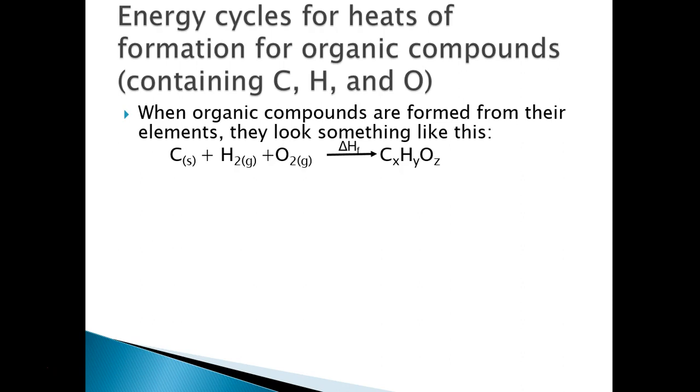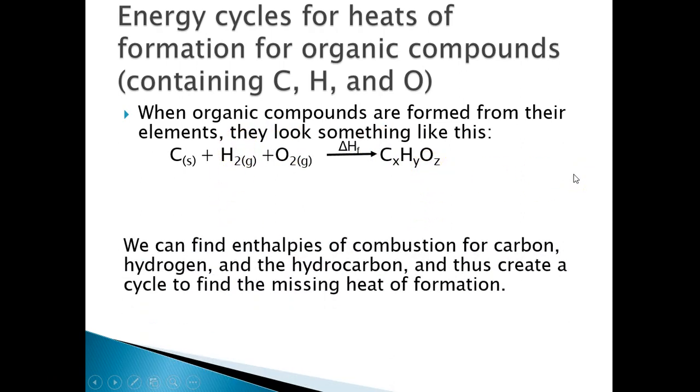All right, so the way we would do this, if we wanted to go from here to here but couldn't measure it directly, we're going to have to find an alternate route. So we could combust carbon and hydrogen and the hydrocarbon and use their enthalpies of combustion to create a cycle. So, first we'd combust carbon and oxygen. We'll call that process A. Next, combust hydrogen and oxygen. We'll call that process B. And from those two combustions, we'll make CO2 and water vapor.